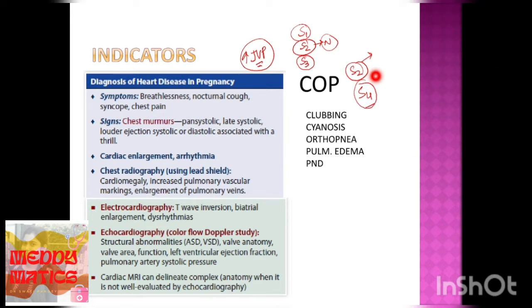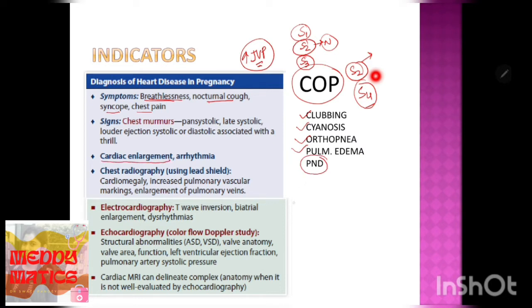The ejection systolic murmur is prominent, and a diastolic murmur is also heard. The ejection systolic murmur is prominent here with a thrill. Symptoms will also be seen, like breathlessness, nocturnal cough, syncope, and chest pain. You can remember the symptoms by cough: clubbing, cyanosis, orthopnea, pulmonary edema, and paroxysmal nocturnal dyspnea. There will be cardiac enlargement.